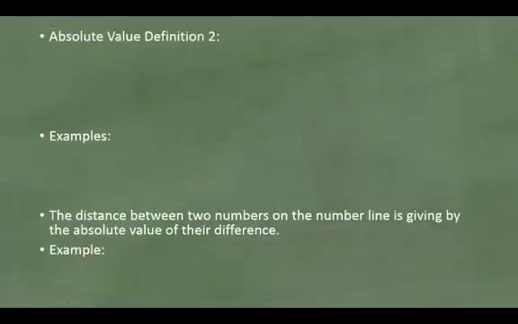Absolute value definition number 2. This is the same definition, it just looks different. Absolute value of any number a is equal to one of two things. If a is already positive, a is already bigger than 0, then the absolute value of a is just that number itself. It's already positive, we don't have to worry about it. If a is negative though, if a is less than 0, then we need to put another negative sign in front of it to make it positive. So the absolute value of a would be negative a. It seems a little confusing, but we could look at some examples.